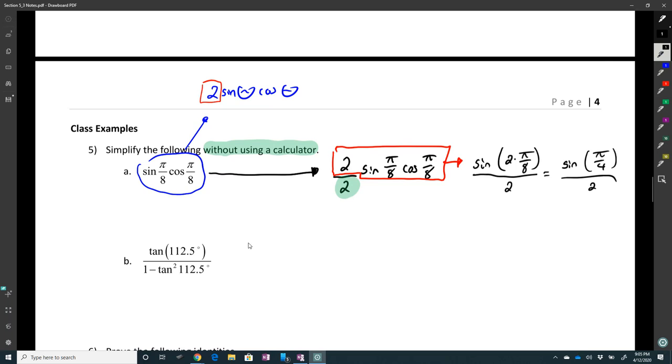And so this becomes, I'll write it as 1/2. But sine of pi over 4 is just square root of 2 over 2. So 1/2 square root of 2 over 2, which is square root of 2 over 4.